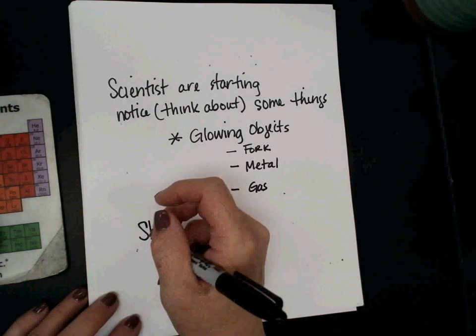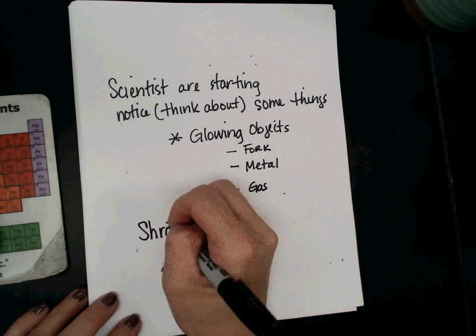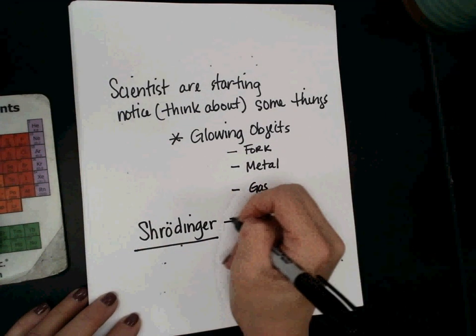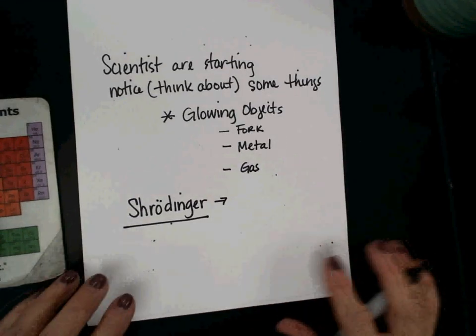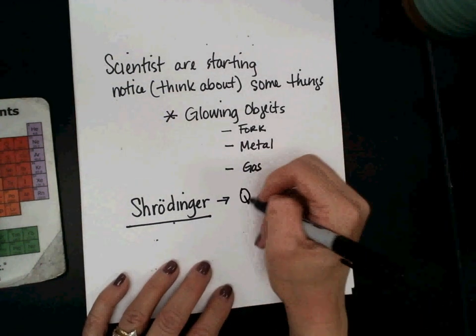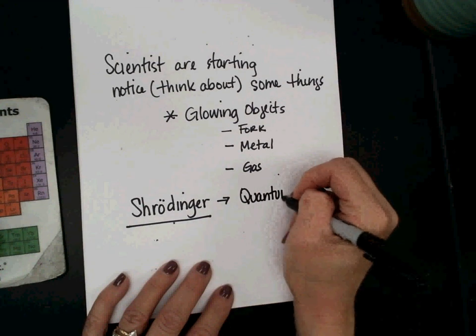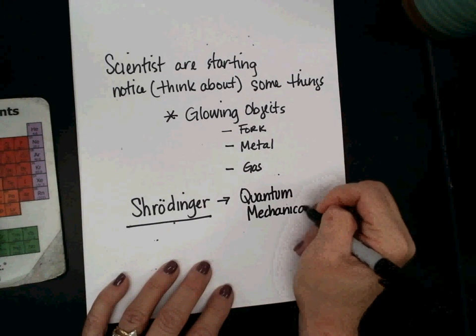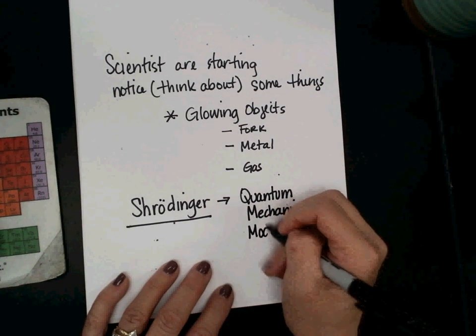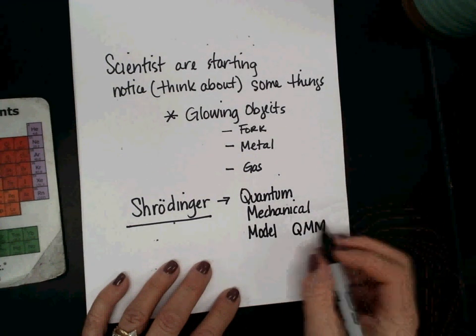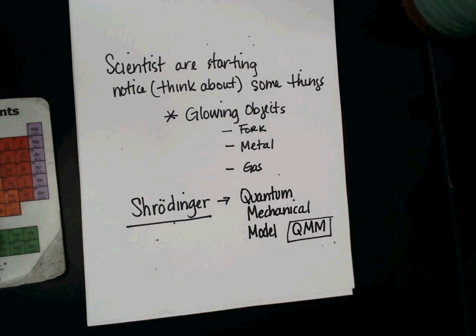Along comes this guy after Bohr, named Schrödinger. And he's super important. And he helps us answer all these questions, him and Albert Einstein. He comes up with something called the quantum mechanical model. We're going to call it QMM from here on out. We're not going to keep writing that.